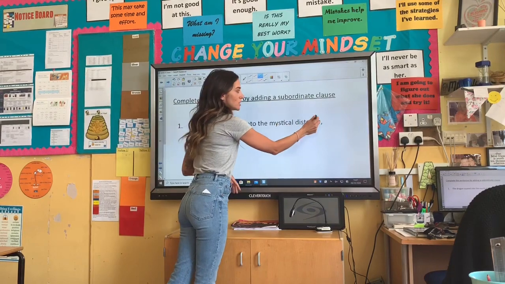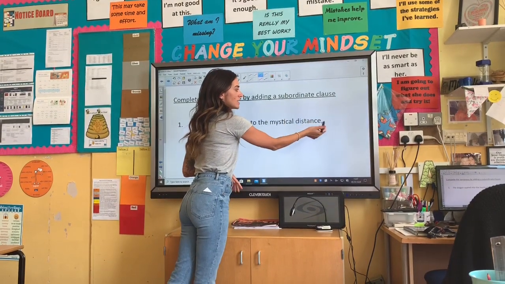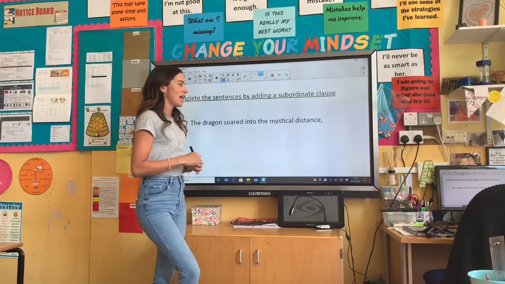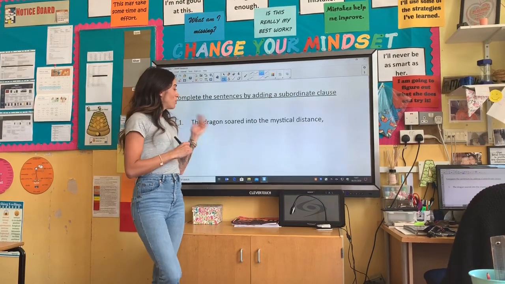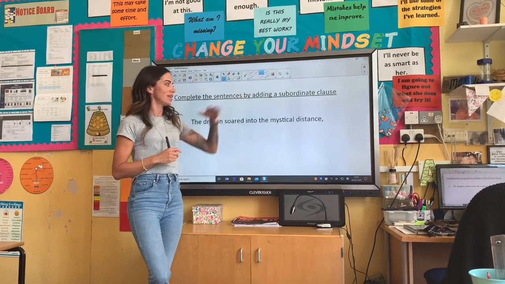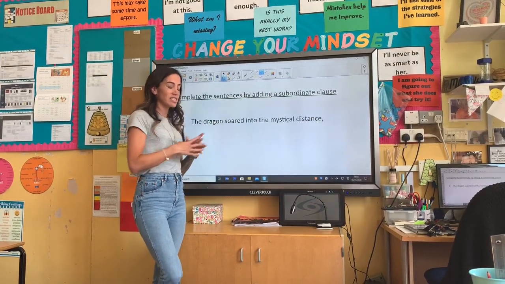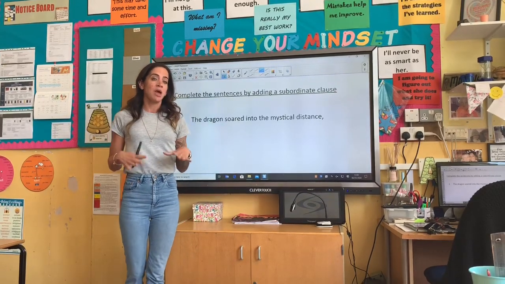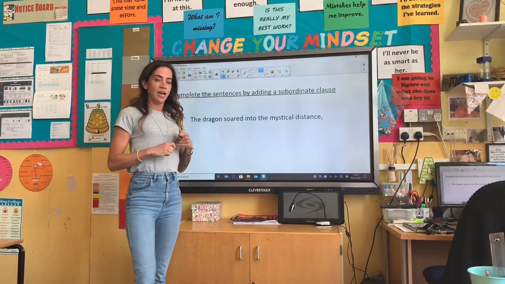Just remember to separate your main clause and subordinate clause with a comma. And it's also important to remember that it doesn't have to go at the end of your sentence. It could go in the middle of your sentence, it could go at the beginning of your sentence, but it cannot stand alone. So good luck.